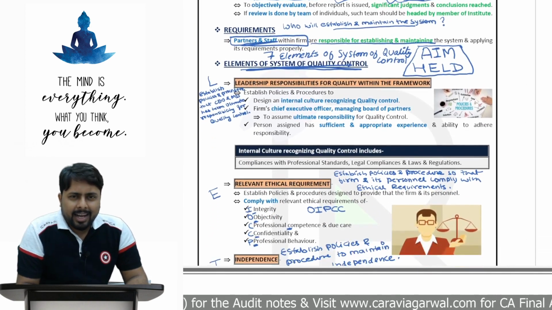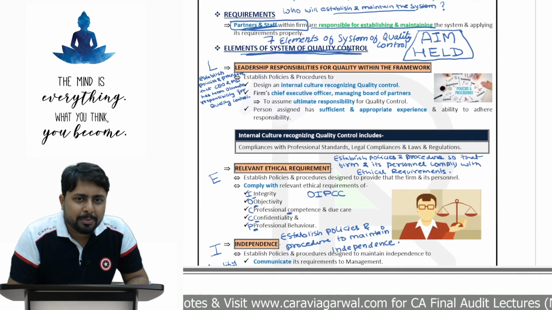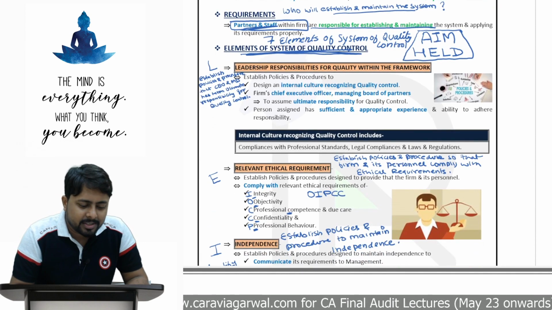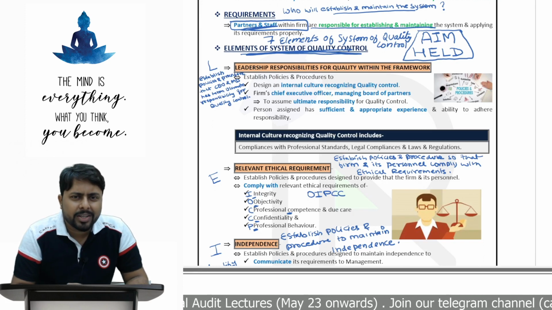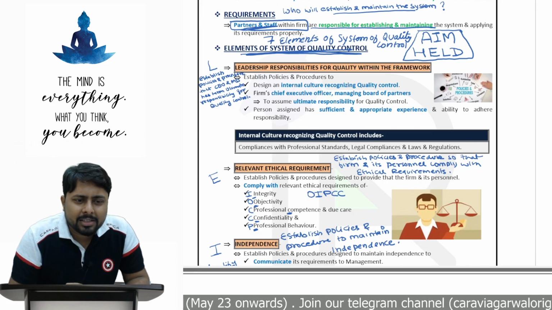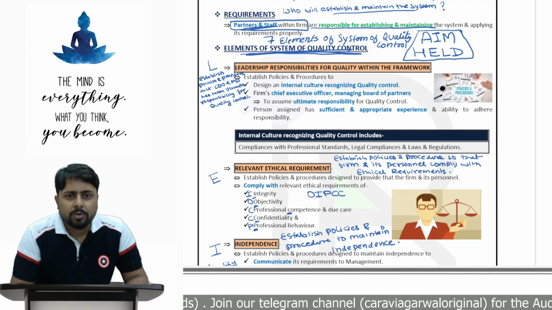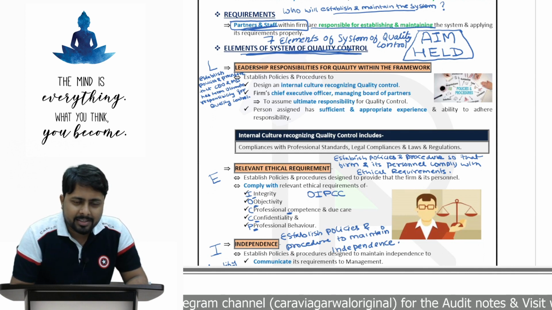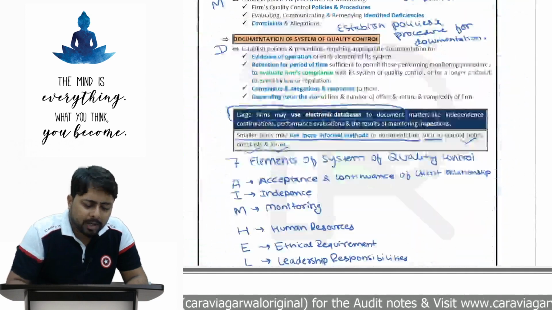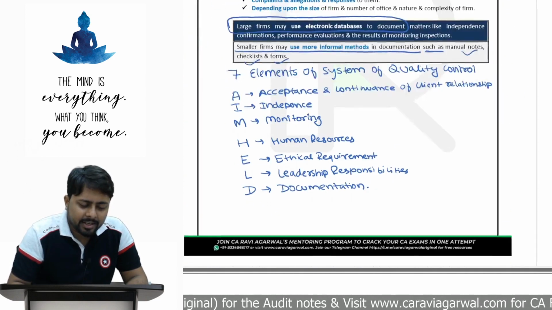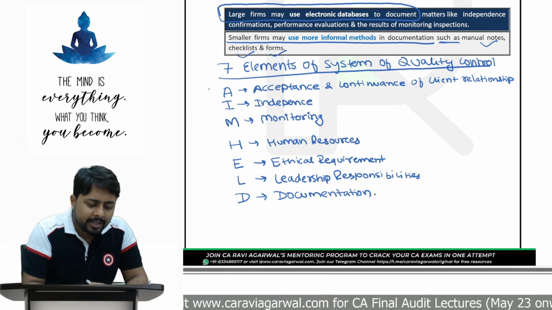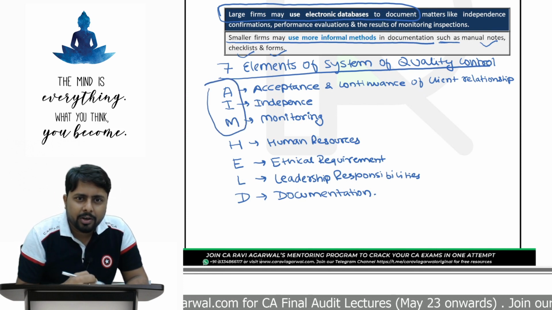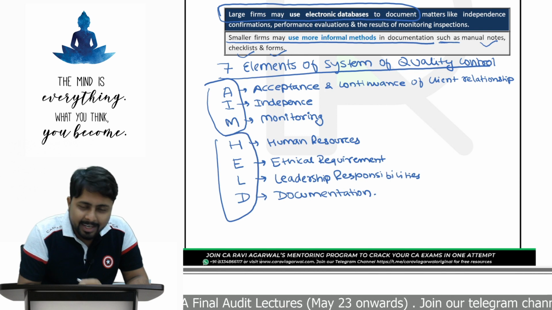Right? And the last question for this chapter, and the chapter inside your pocket, sir, what is that? System of quality control. There are total 7 elements of system of quality control. Sir, what are those? Can you make a mnemonic? Yes. I have made a beautiful mnemonic to learn this question and then we are done. What is the mnemonic, sir? AIM HELD.